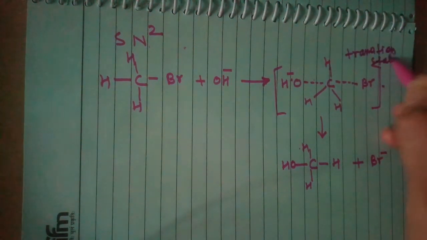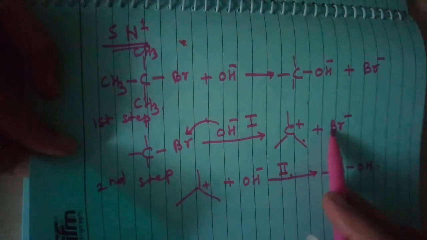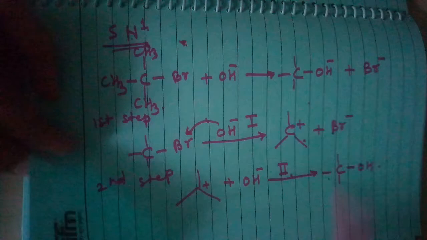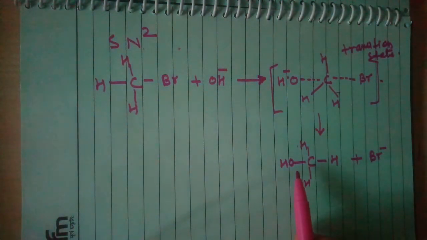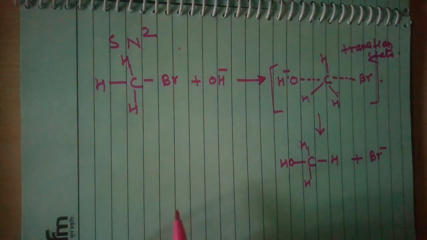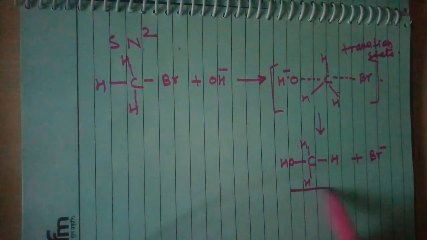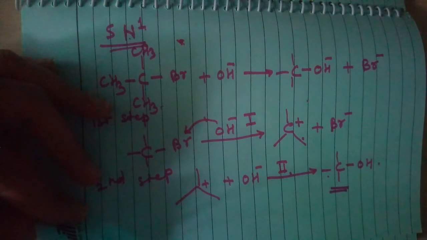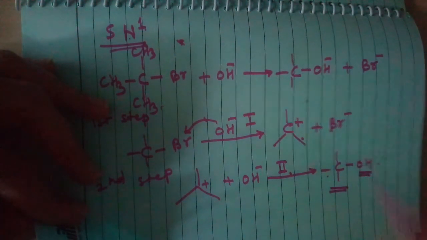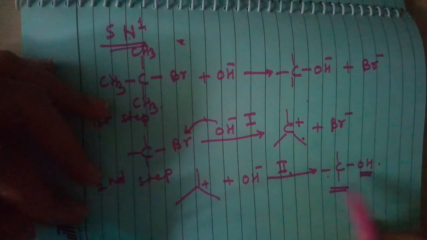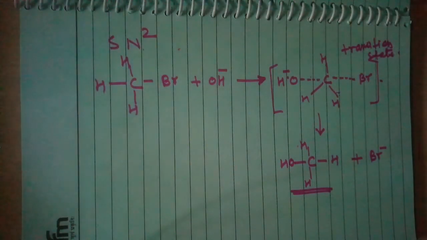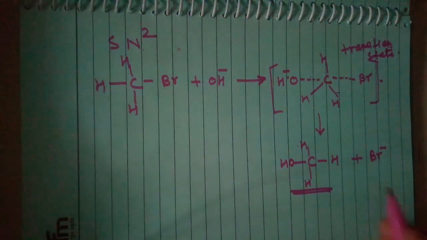Now if you compare both the reactions, SN1 and SN2, this is SN1, this is the first step, this is the second step. In SN2 the reaction is carried out in one step only. So whether the reaction is carried out in one step or in two steps, you are ultimately getting this product here, OH. That is, OH is attached to whatever the entity is here.